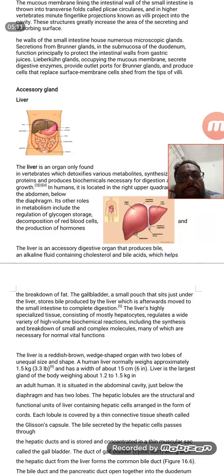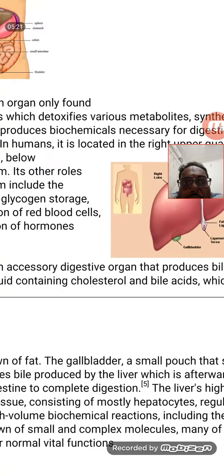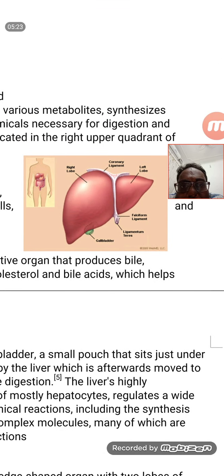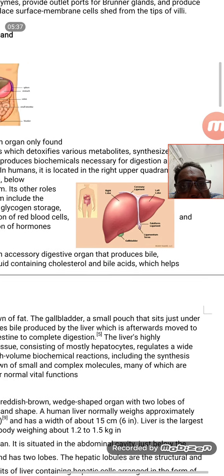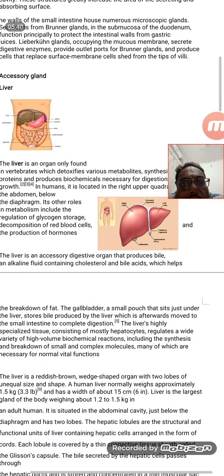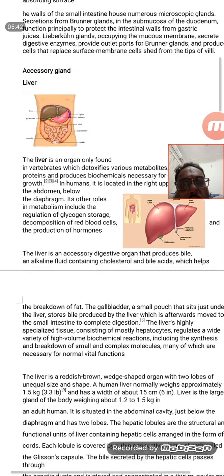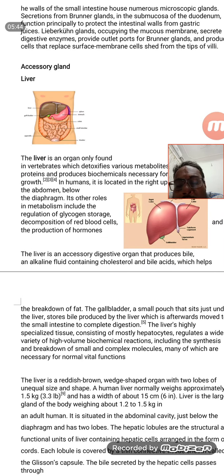The liver is the largest organ, and it has two parts, the right lobe and the left lobe. You can see them there. The right lobe and left lobe are separated by a ligament known as the falciform ligament, and below that is a green structure called the gallbladder, where the bile juice is stored for the purpose of digestion.